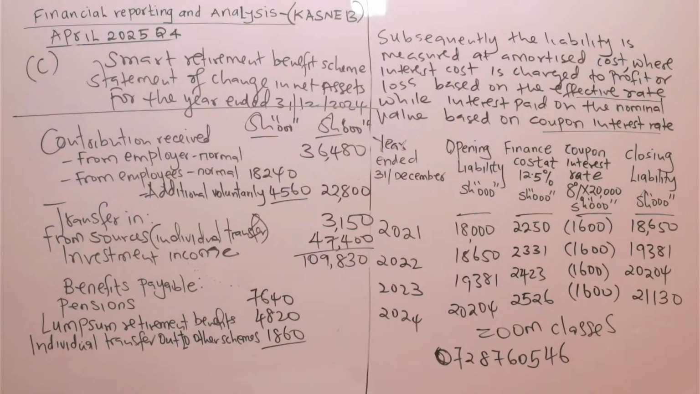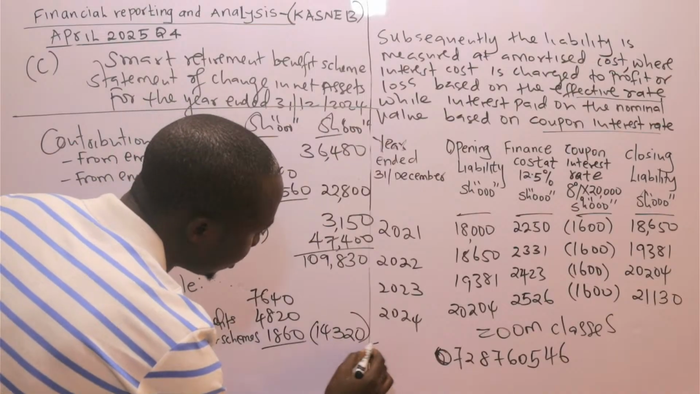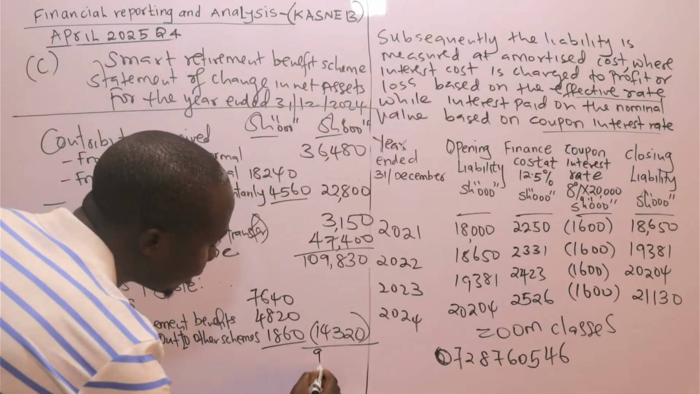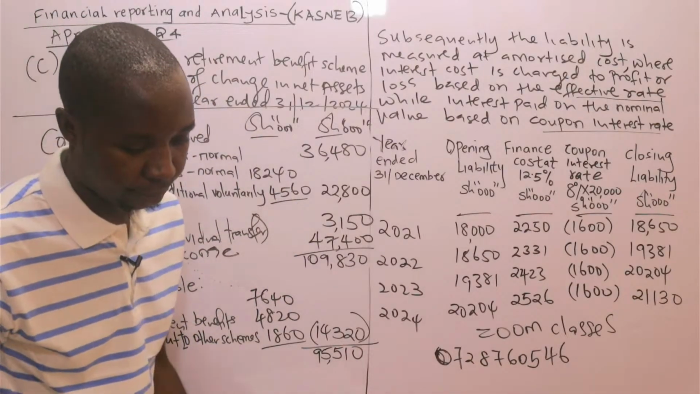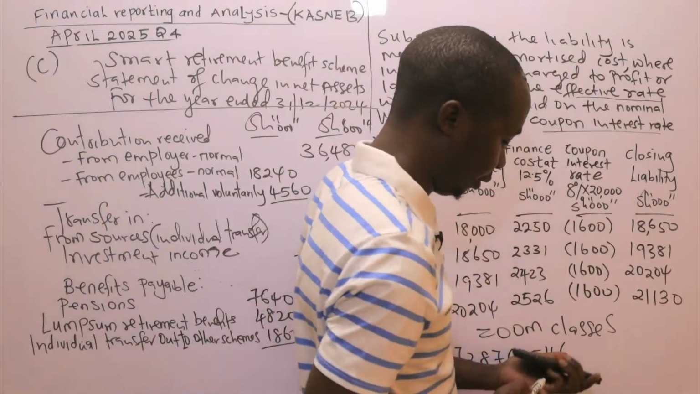So we have a total of 14,320. So 109,830 minus that answer, we have 95,510.